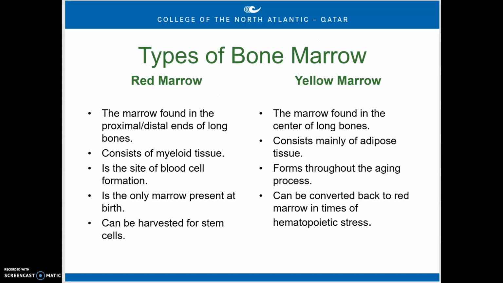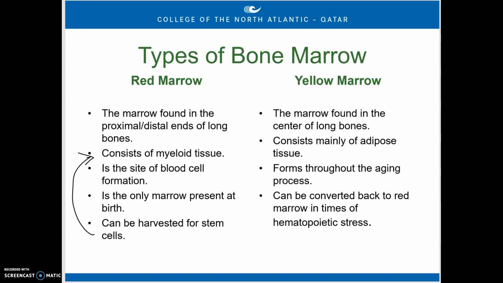Okay, so within our bones we've got those two types of bone marrow. We've got the red marrow and the yellow marrow. Now the red marrow is found in the proximal and distal ends of the long bones, so at the end of those bones, and it consists mostly of myeloid tissue. And myeloid tissue is a bigger word for bone marrow tissue. In that you're going to find blood cells in different stages of development. You can have fully developed blood cells, or recently developed or developing blood cells, and this type of tissue is where we can look for stem cells.